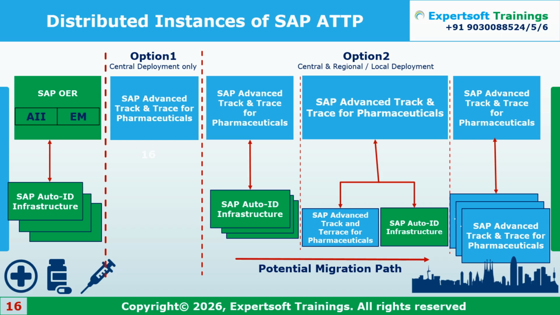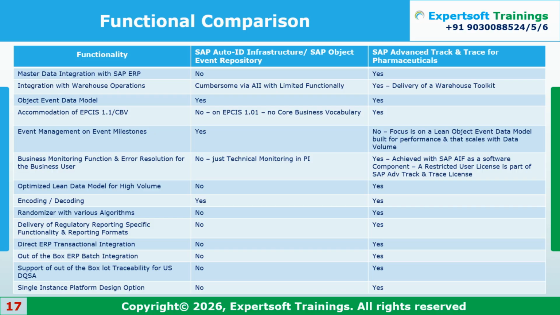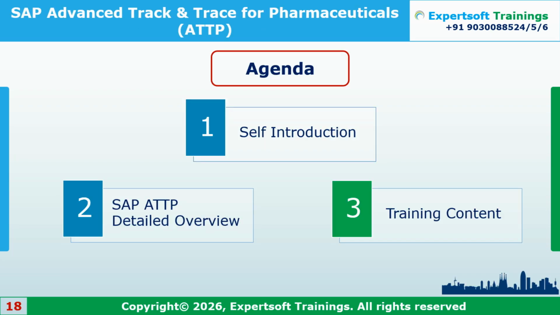This is also, I believe, just a comparison view between the SAP old AI instance and the latest SAP ATTP: what features are enabled in SAP ATTP which were not there in the SAP AI old instance, right? Let's quickly move to the training content.